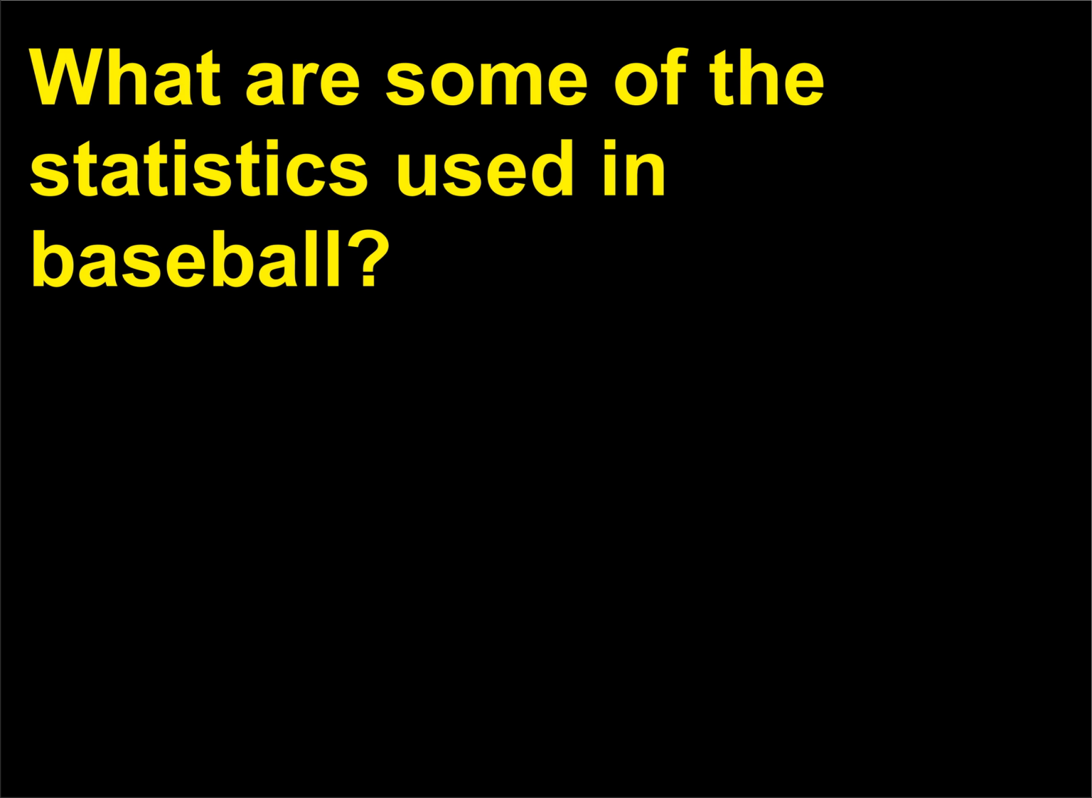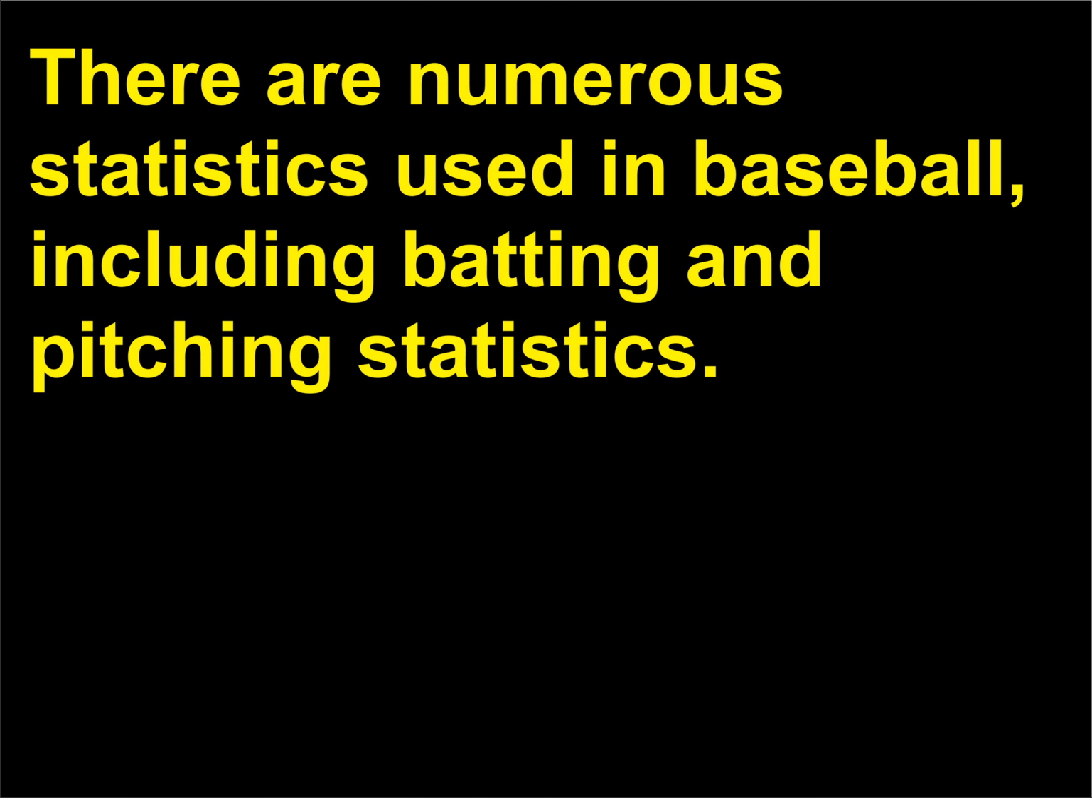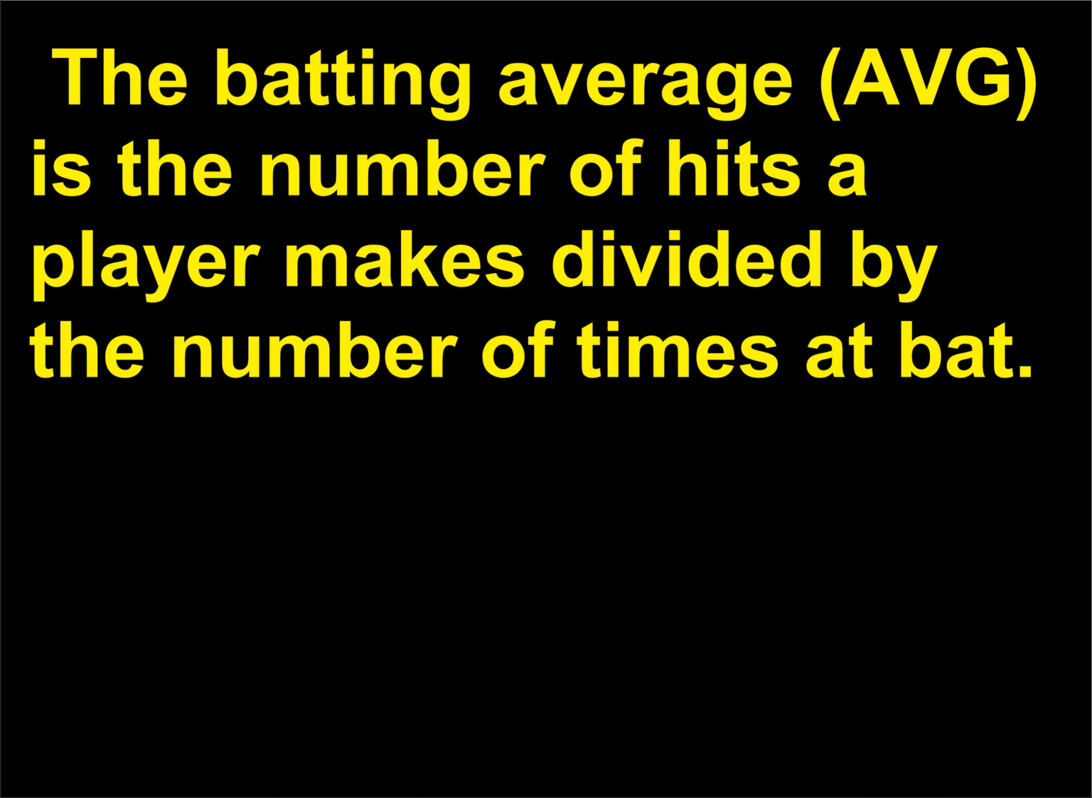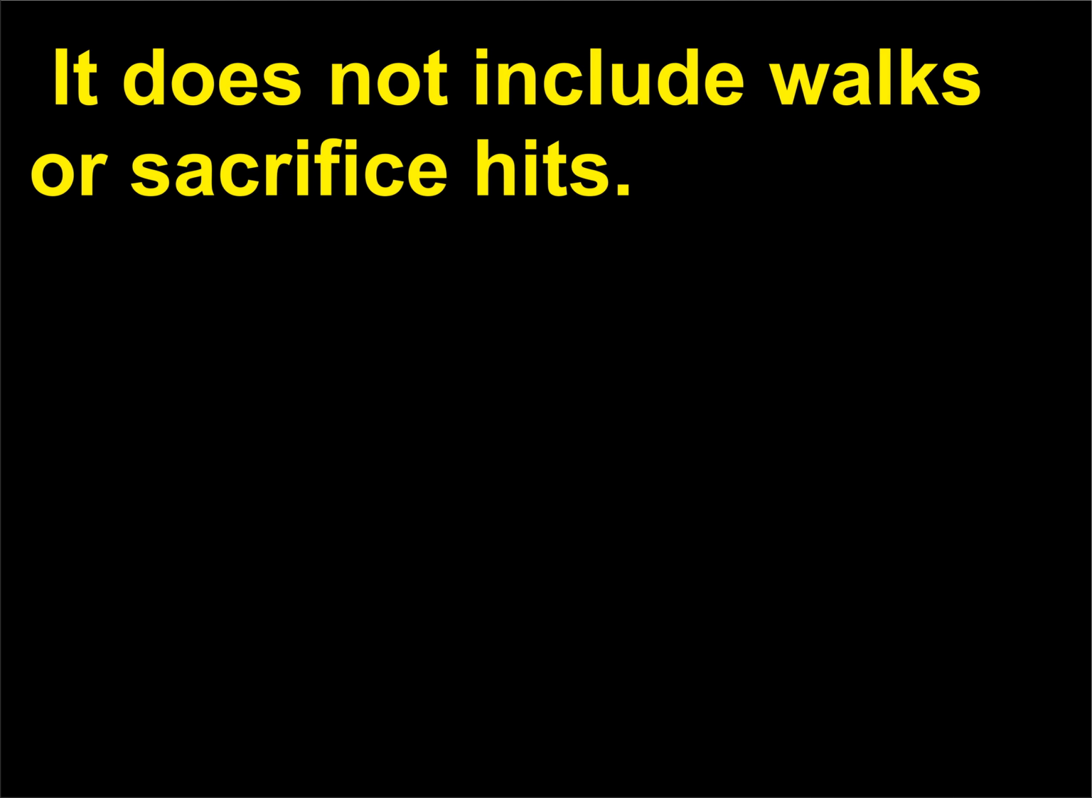What are some of the statistics used in baseball? There are numerous statistics used in baseball, including batting and pitching statistics. Batting statistics can be divided into several numbers. The batting average is the number of hits a player makes divided by the number of times at bat. It does not include walks or sacrifice hits.